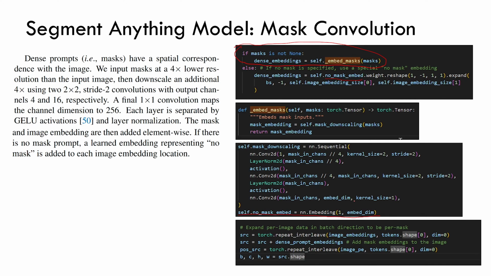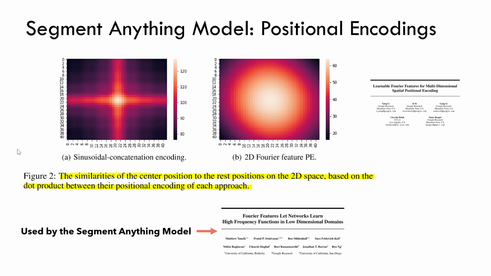How do they combine this mask with the image? They just use a pointwise sum, as you can see here. So they take the image and they just add the dense prompt embeddings, which are the mask embeddings. Now, as we saw before, we have to use the positional encoding to tell the model what the points are that we are feeding to the model itself.